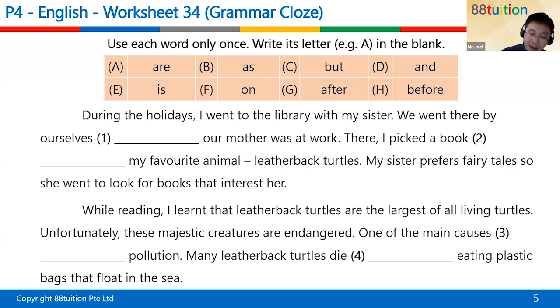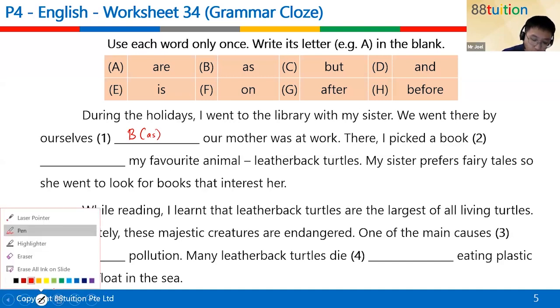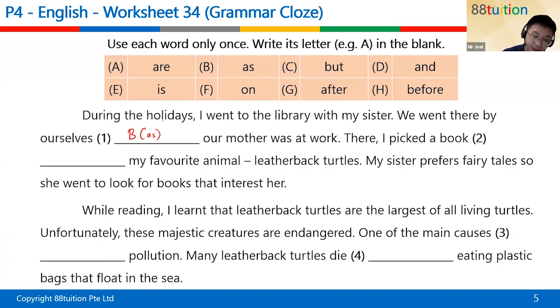So we went there by ourselves, and over here, we are using "as our mother was at work." So we are using the conjunction "as" over here, right? In the same way as we would use the conjunction "because." So this is kind of like the same meaning over here for "as." Okay, we are using it as "because."